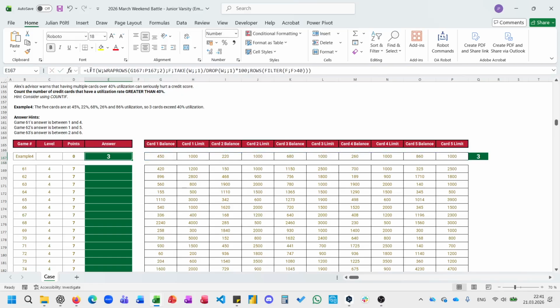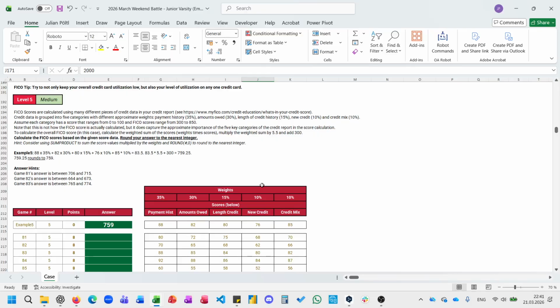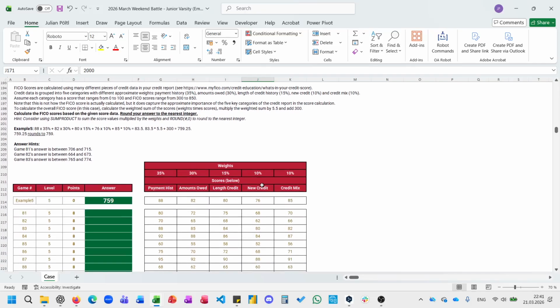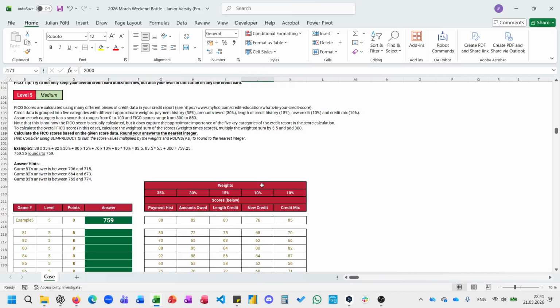This should work. Yeah, okay, those hints are basically not helping, especially between 2 and 6 when there are 5 credit cards. Interesting. Anyways, oh my god.